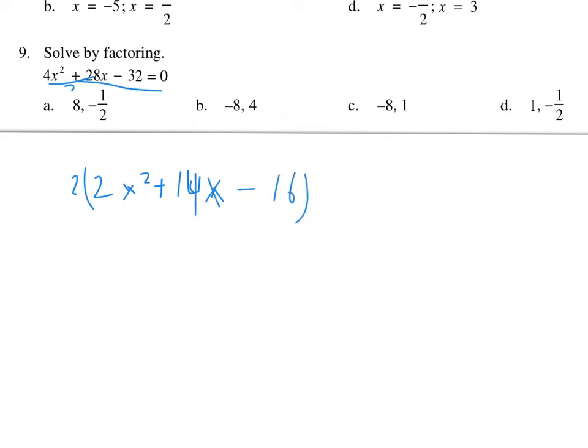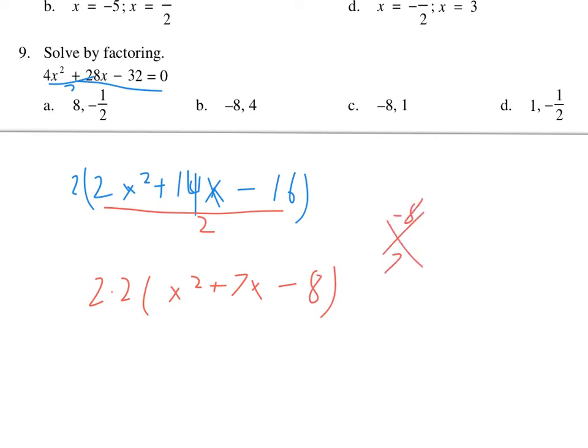16. However, I notice that they're all still even again, so I can divide by 2 again and take 2 2's outside, and that'll leave me with x squared plus 7x minus 8. So now I can just factor that, and it's a lot easier to factor here. I get 8 and negative 1. I don't even need the grouping here because we have no number in front of x squared now, and I'll just combine these to make 4.